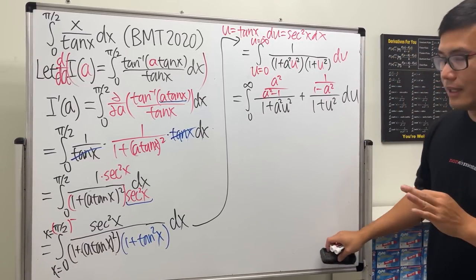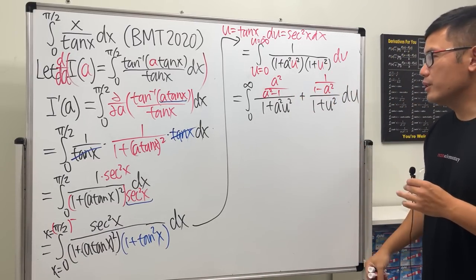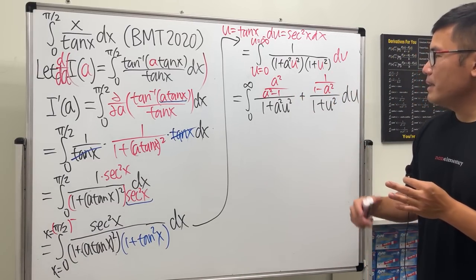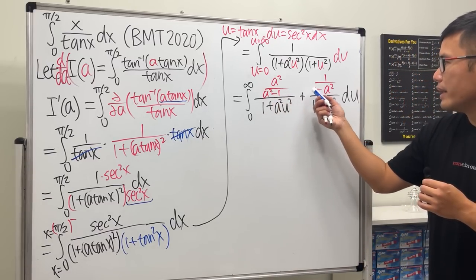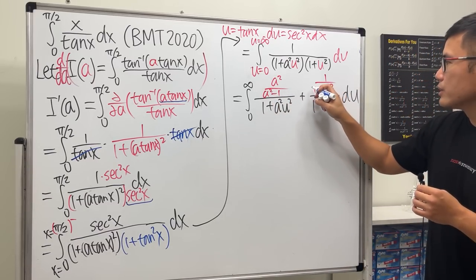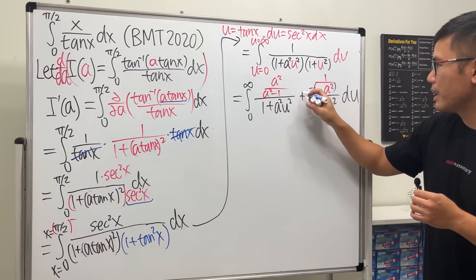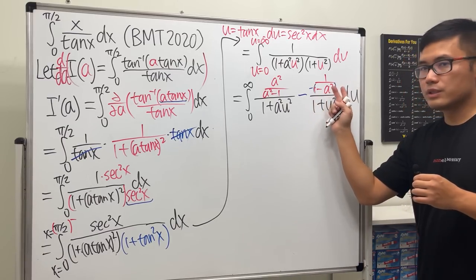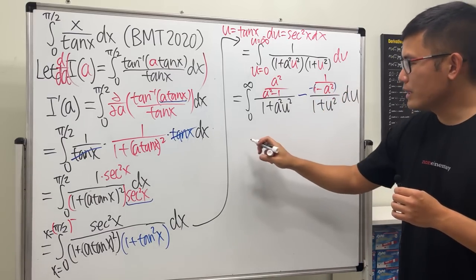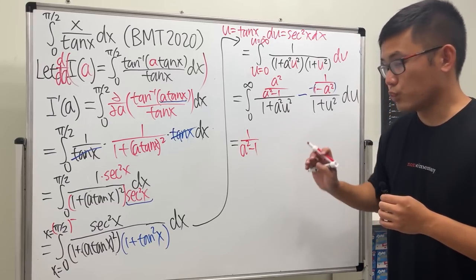but thankfully, there's not a u to the first power. If so, it will be a little bit more complicated. But anyway though, here's the thing. This is a squared minus 1, this is 1 minus a squared. I'm going to multiply this by a negative, and change this to a negative, so that I can reverse the order of the subtraction, so that I can put that on the very outside, 1 over a squared minus 1.